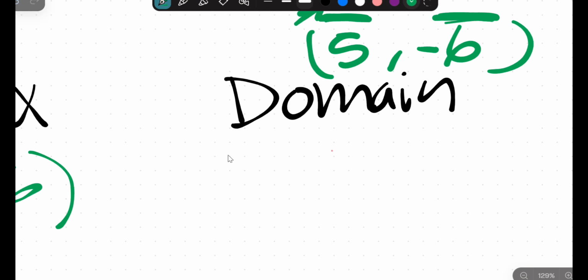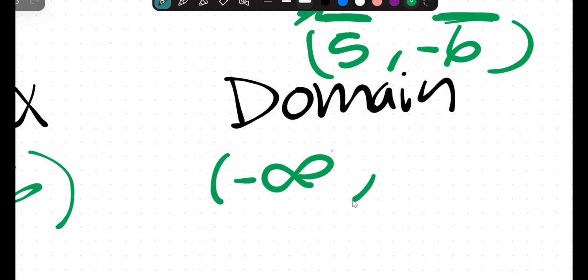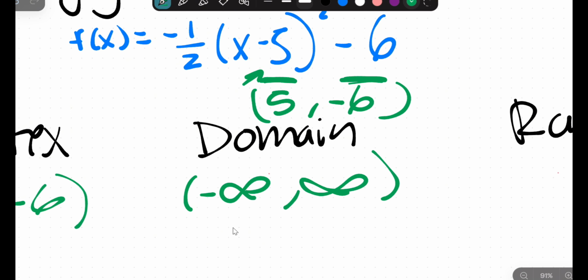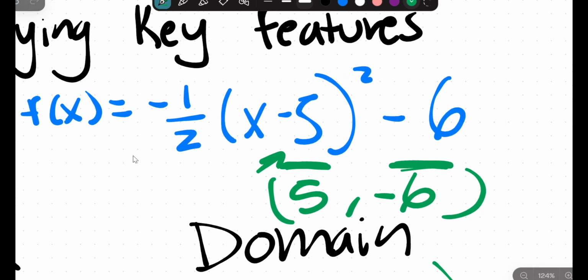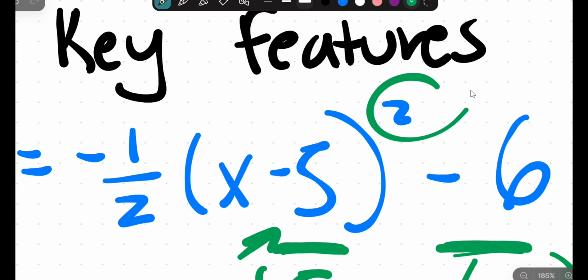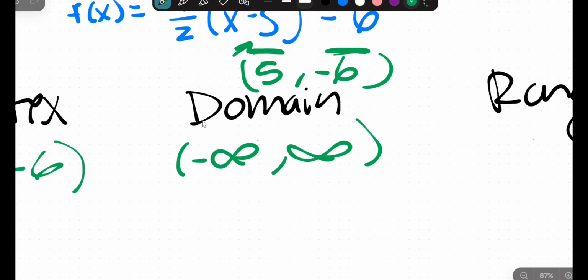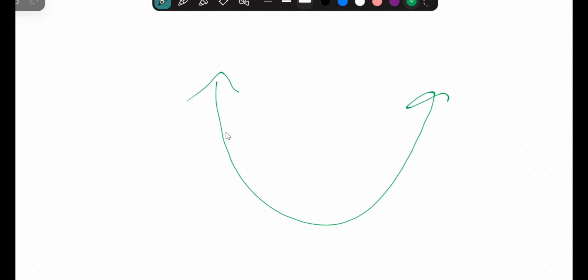Now, our domain is actually all real numbers, or negative infinity to positive infinity. And the reason for that is because we can see that it's a quadratic, and we know it's a quadratic because it's squared. And let me do a little visual. If we have a quadratic, right, it's going to make either this shape or this shape.